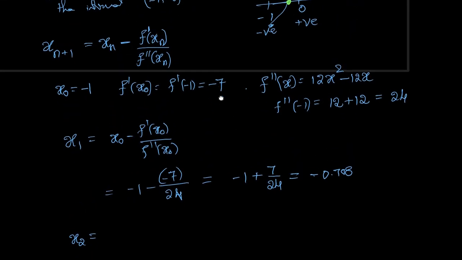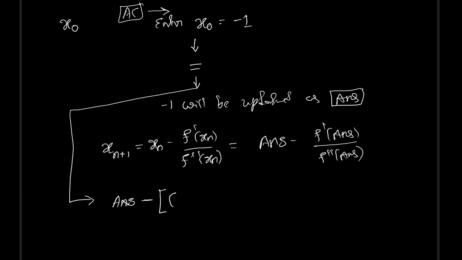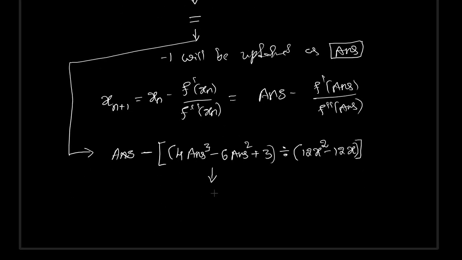So what is f dash of x here? F dash of x, as a function, is 4x cube minus 6x square plus 3, right? So it means 4 answer cube minus 6 answer square plus 3, and you close the bracket and click the divide symbol and again begin a bracket. The denominator, the second derivative, is 12x square minus 12x. You close this bracket and also the big bracket, and after entering this, you click equal to.